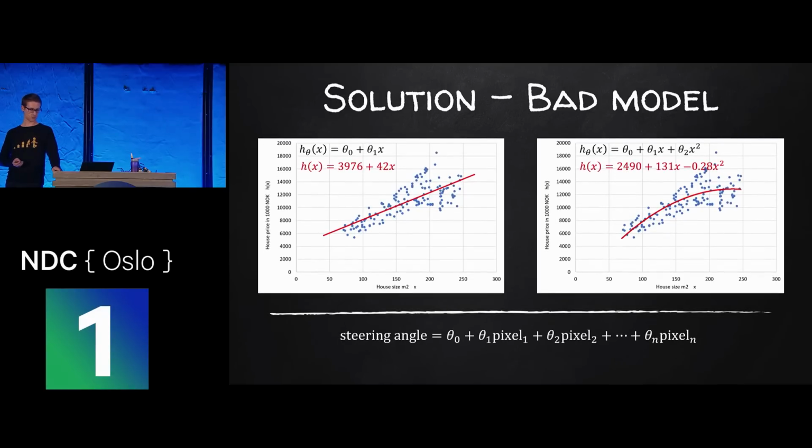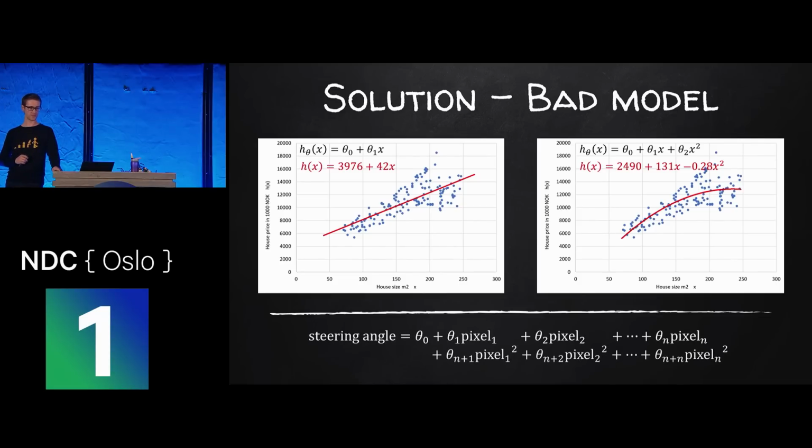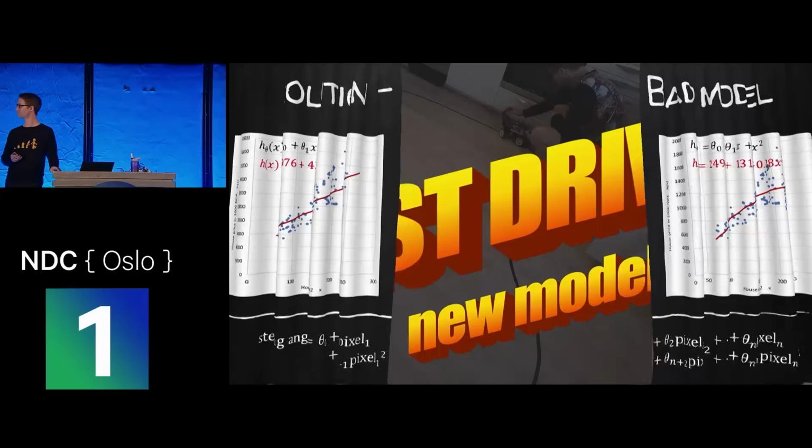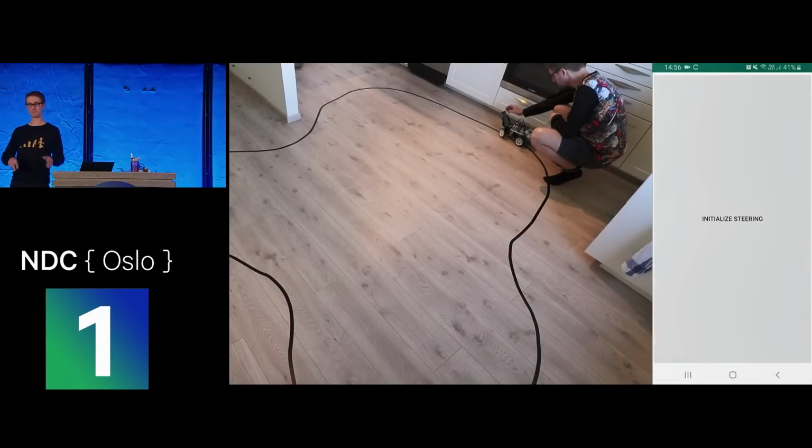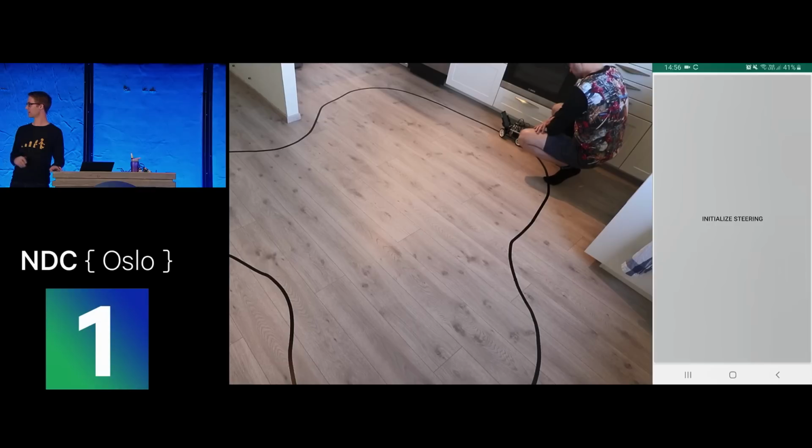And just to make everything clear, we have the function we used before. The steering angle is equal to something. And now we add squared features. Again, all the squared pixel values. We use the same training data, and I train with gradient descent. We're not going to show that again. Okay, ready for a new test drive, now with a new model. Again, the same training data as before. When we have done gradient descent, we now initialize the steering.